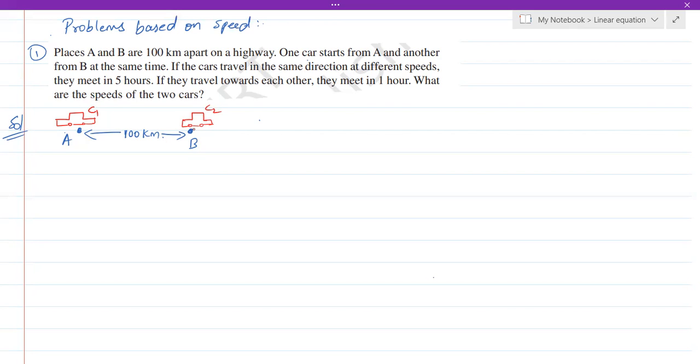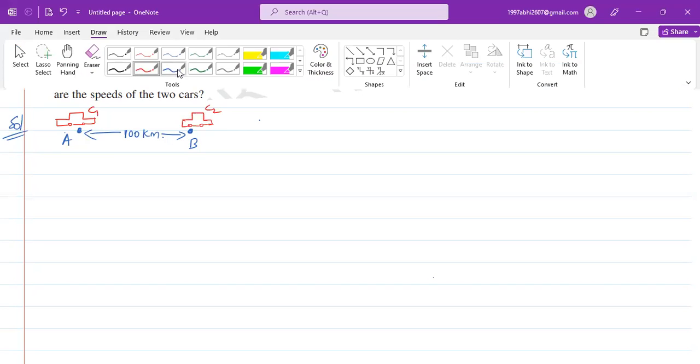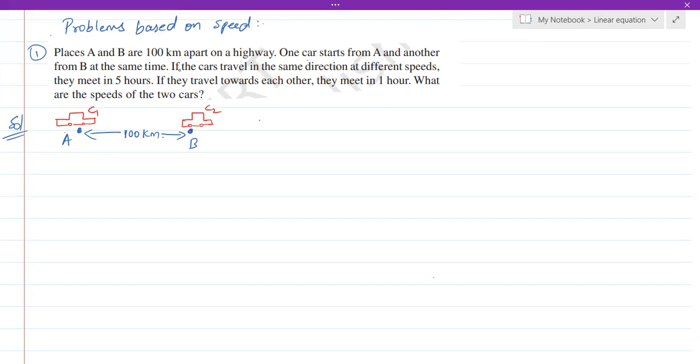Now both are going to start at the same time, and both are traveling in the same direction. Car 1 is going in the right side direction, and car 2 is also going in the same direction. According to the question, after 5 hours, they are going to meet at a place, let's say at place C.